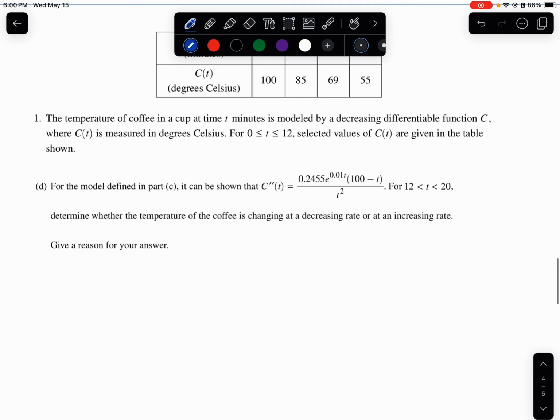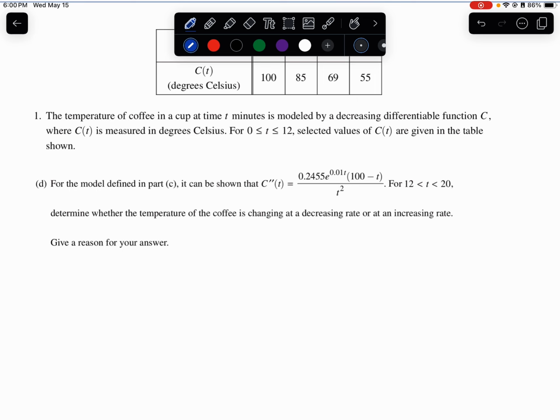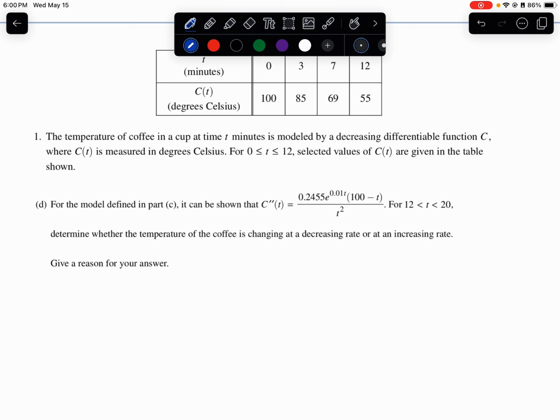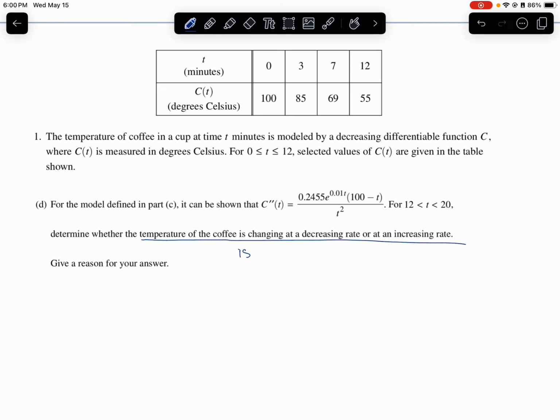All right, and the last part. For the model defined in part C, it can be shown that C double prime of t, the second derivative, is given here, for 12 to 20. Determine whether the temperature of the coffee is changing at a decreasing rate or at an increasing rate. So this right here, I believe, is asking is C prime increasing or decreasing. So we can use C double prime to help us find that.